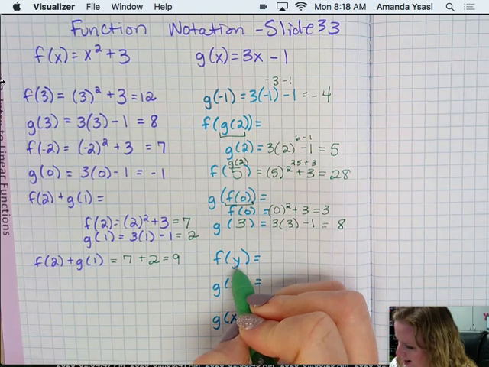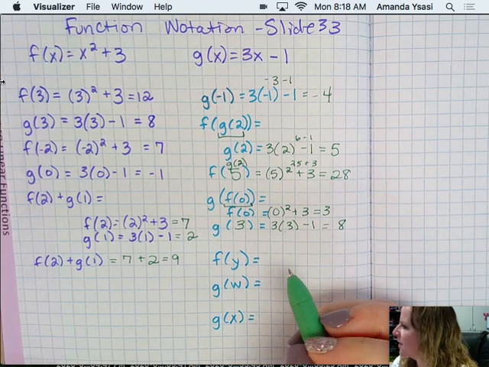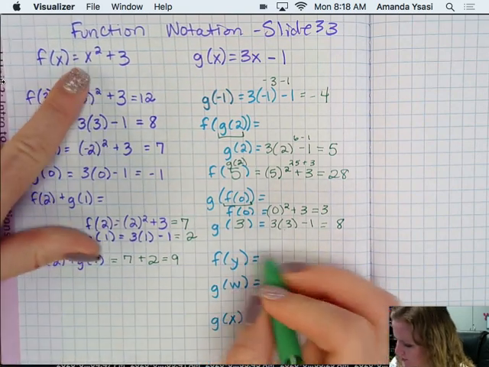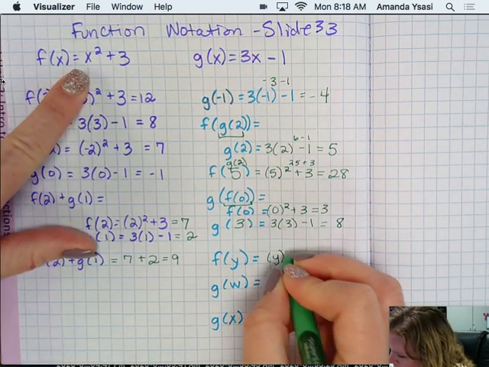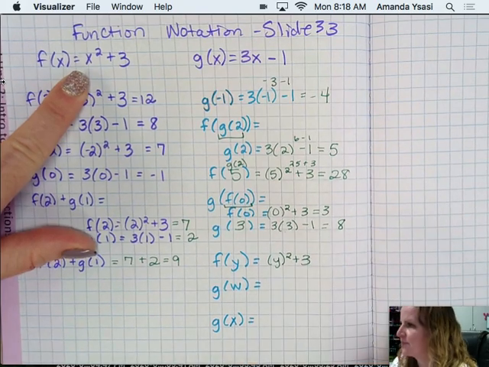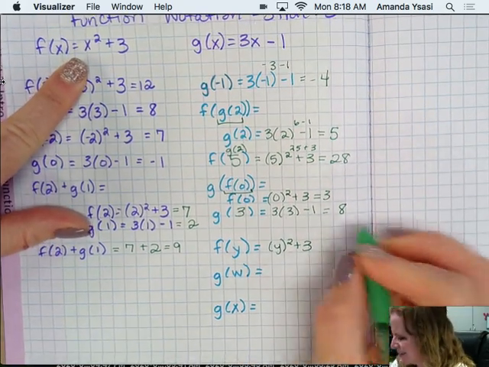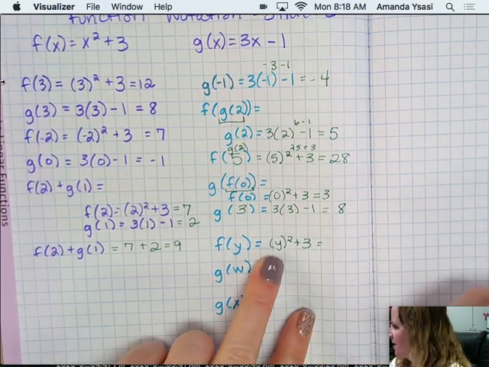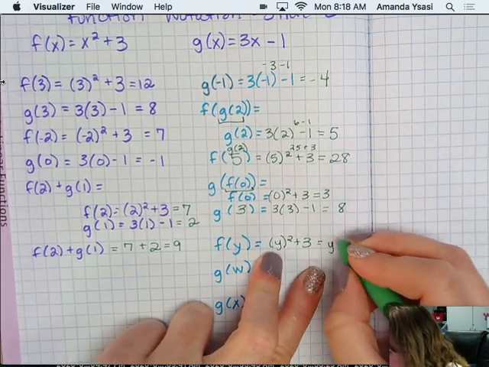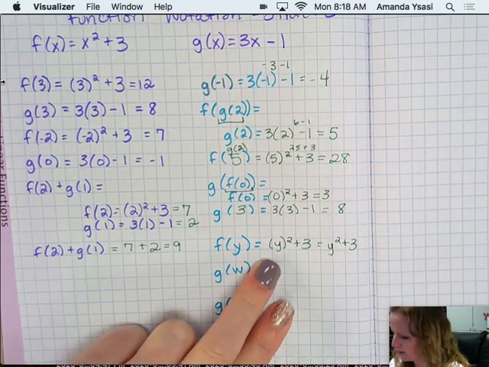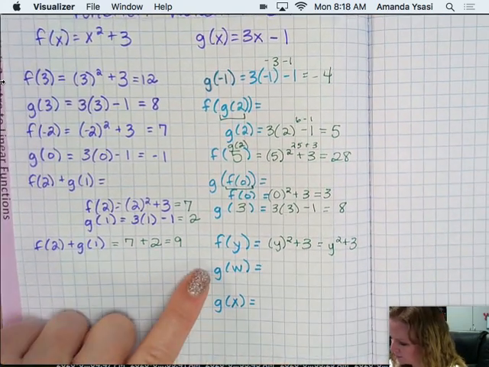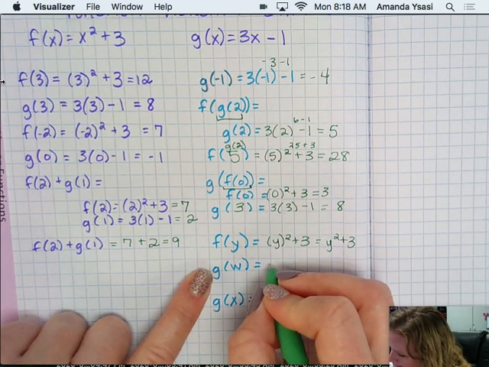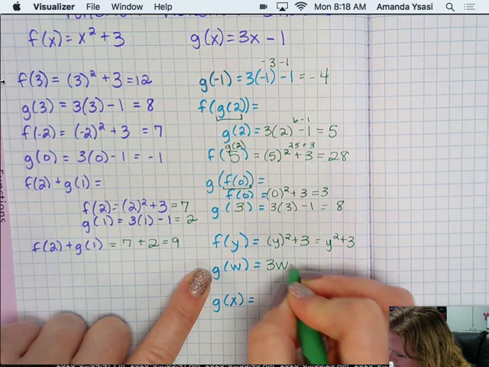f of y. So just like the other ones where we plug in a number, we're plugging in a variable though. So this is going to be y squared plus 3. It doesn't need the parentheses anymore unless it had a negative in there. That's when it would absolutely need it. So just y squared plus 3 can be our solution there. g of w would be just plug in a w for x. So 3 times w minus 1.